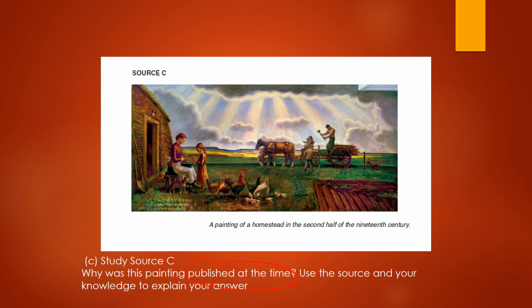Right, first things first. It's about the homestead. It's a painting. Brilliant. And it's the second half of the 19th century. Fine, great. So the homesteaders. What have we got? First of all, looks like sunshine beaming through the clouds. It's lovely. It looks like God's on their side. It looks possibly a little bit manifest destiny. What else have we got?